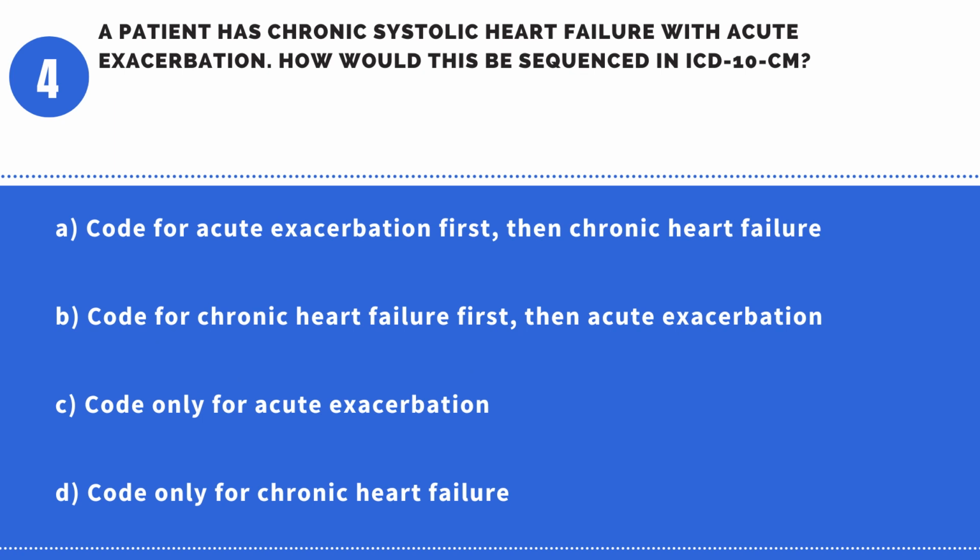Question 4. A patient has chronic systolic heart failure with acute exacerbation. How would this be sequenced in ICD-10-CM? A. Code for acute exacerbation first, then chronic heart failure. B. Code for chronic heart failure first, then acute exacerbation. C. Code only for acute exacerbation. D. Code only for chronic heart failure.